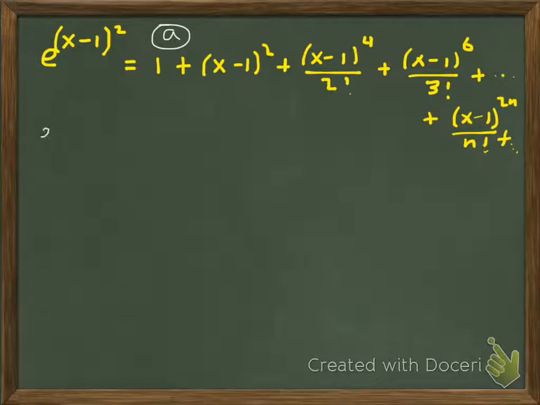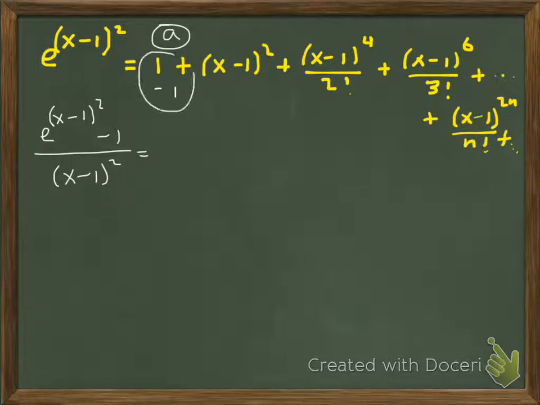And so f was e to the x minus 1 squared, minus 1, over x minus 1 squared. So what we're going to do is take this existing series and subtract 1 from it. If we subtract 1 from it, that takes care of that guy right there. So no longer do we have a 1 in our series. Okay, the first term then would be this guy right here.